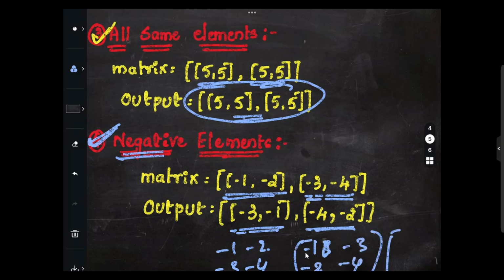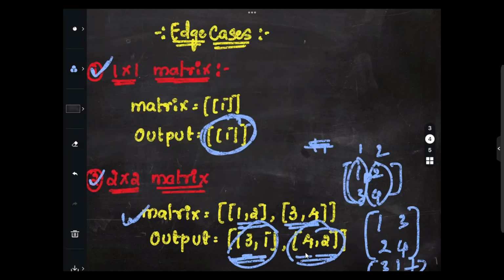So when we reverse each row, what it becomes: -3 -1 -4 -2. So this is the output that we got here, right? This one I'm speaking of, -3 -1 -4 -2. This is fine. So these are the 4 edge cases that we need to keep in mind here.